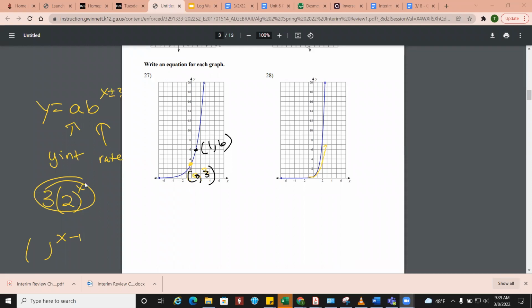3, 2 to the x. Oh, so you don't have to put a number here. You put it in the x, so it comes out that if it's right, it will come out. Yep.